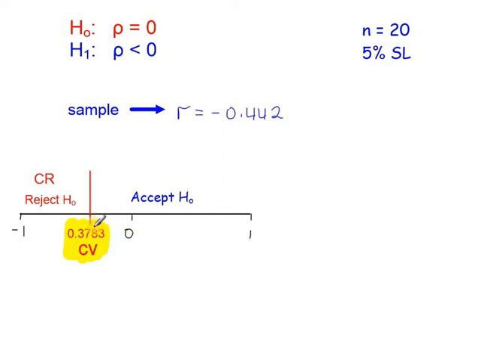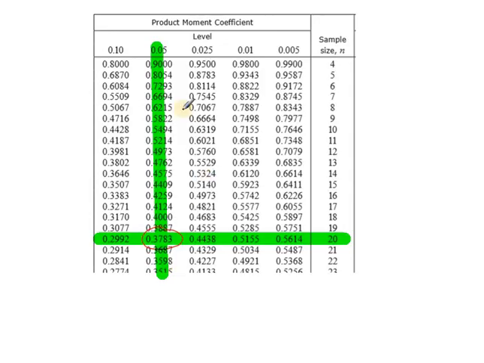And it's wrong because we have negative correlation in this section, so only negative values are allowed here, and positive values on this side. So we have to change the sign to minus 0.3783. So any of these critical values can be positive or negative.